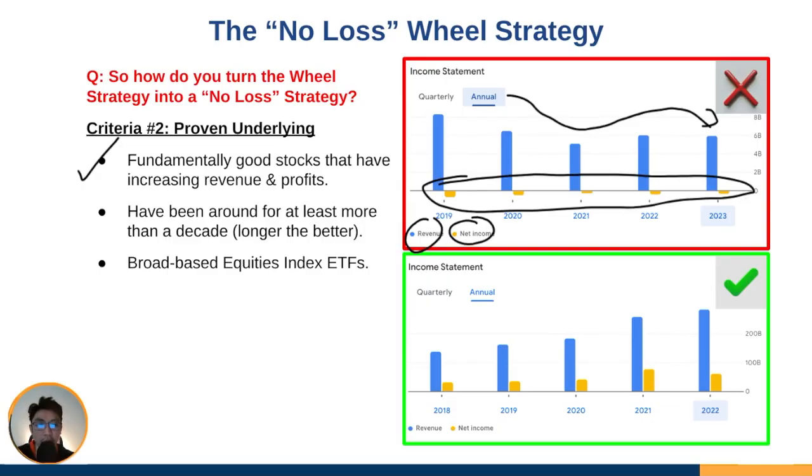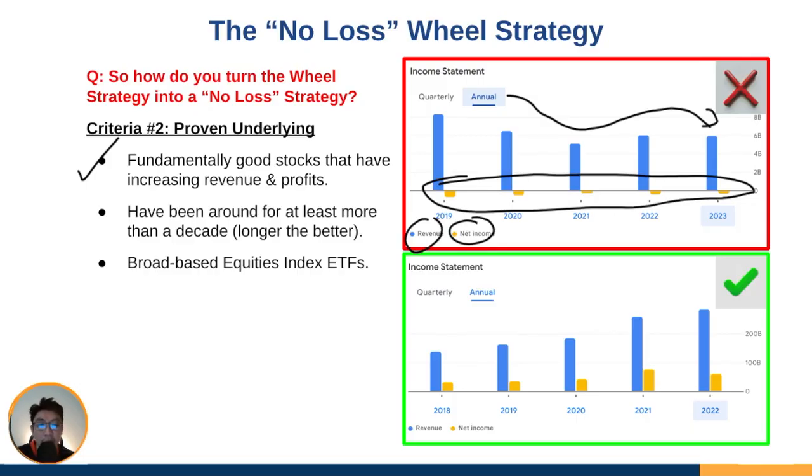So if you take a look at this kind of stock, although it may have very high implied volatility, is this the kind of stock that you want to get into for the wheel strategy, right? Because if the company is not profitable, then chances are the stock price is not going to be that good, because the net income, the profit and loss, whether it's making money or not, is going to be reflected most of the time in the stock price.